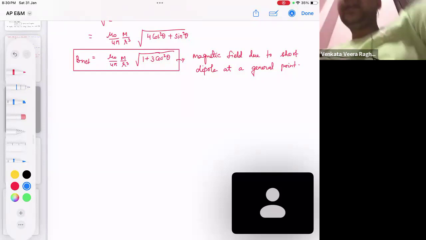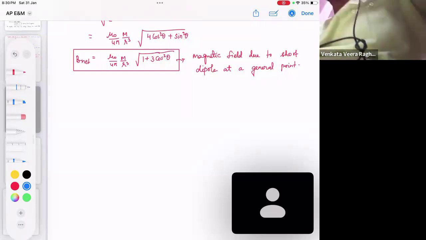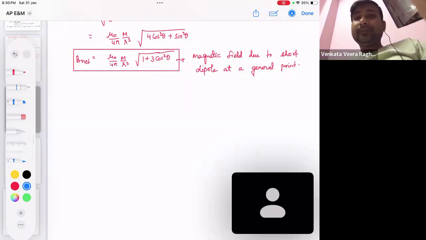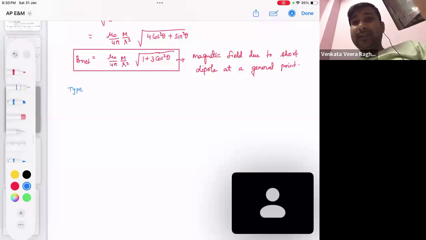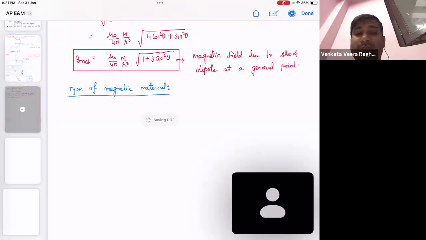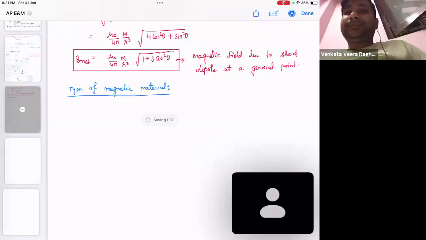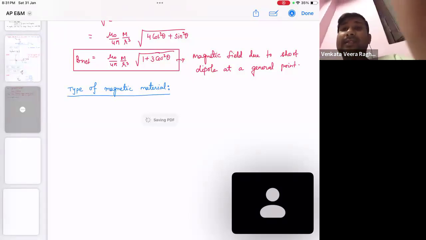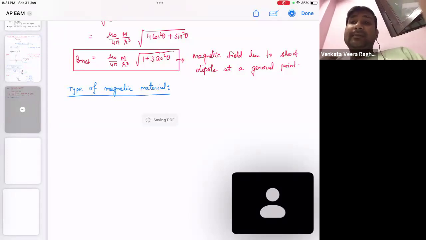So actually there are three types of magnetic materials. And how do we decide what kind of magnetic material we have? We have three types of magnetic material: diamagnetic, paramagnetic, and ferromagnetic.